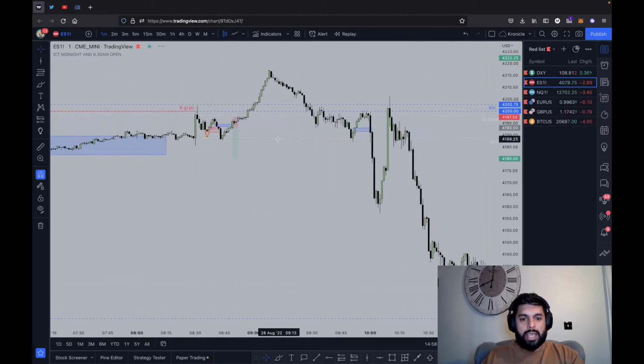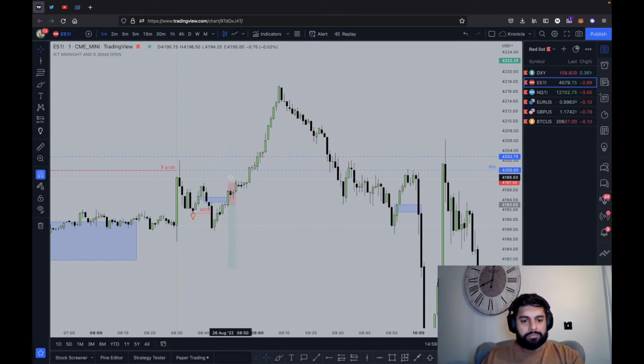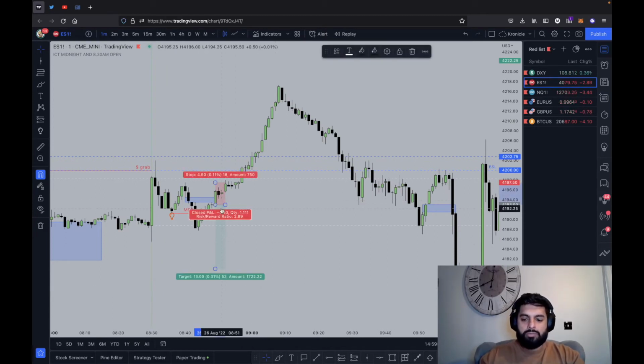So what you can see here is, if we zoom back in, here is where I got stopped out. But if I'd have waited, so let me just remove this markup.